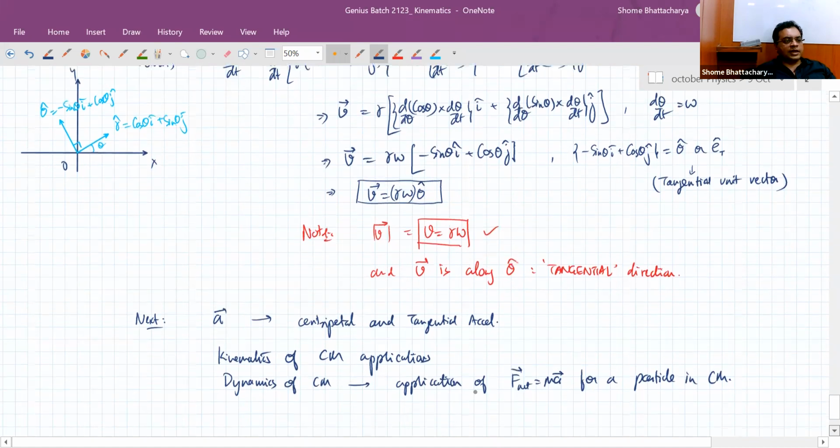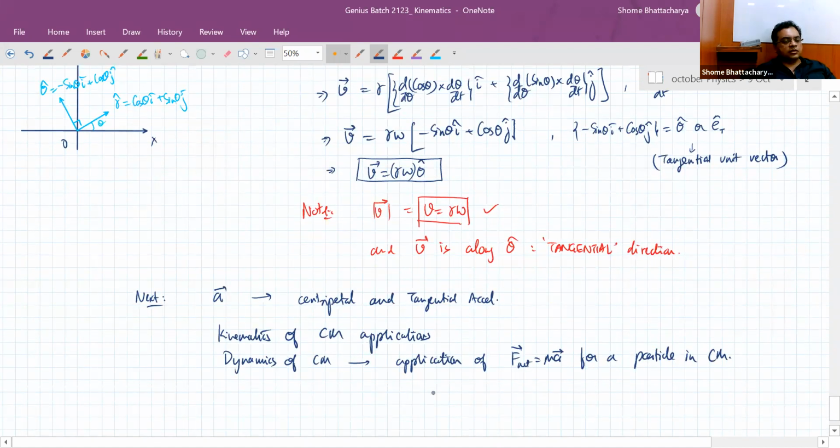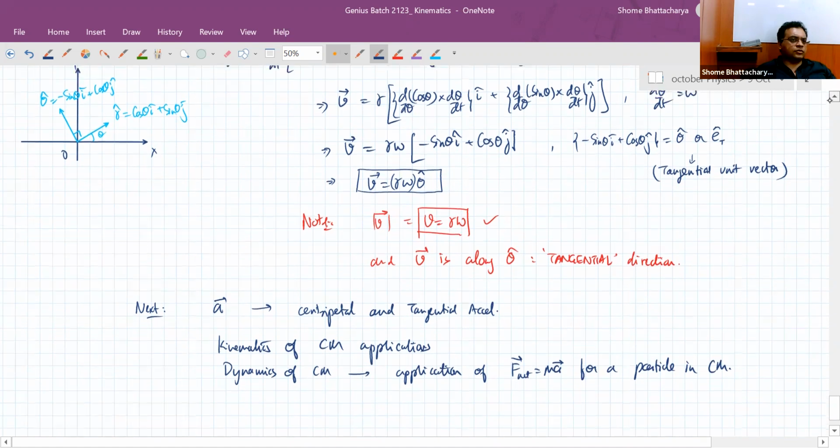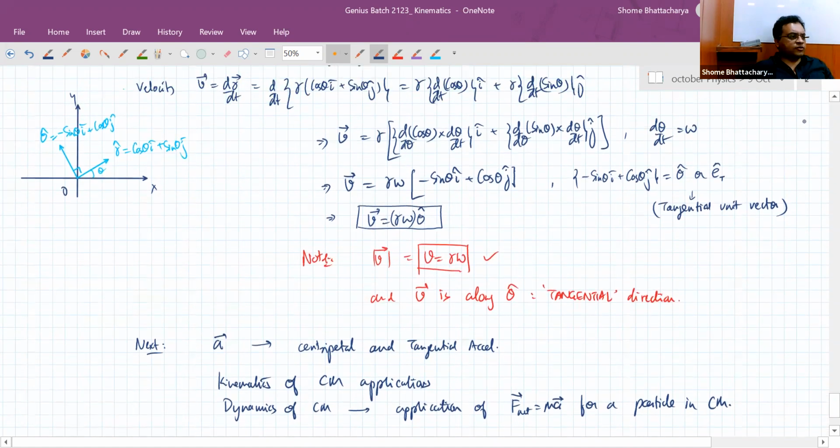For example, one of the applications of this will be something called banking angle of roads and things like that. So circular motion is not that big a chapter in that sense. So next couple of lectures we will be looking at all the essential concepts.